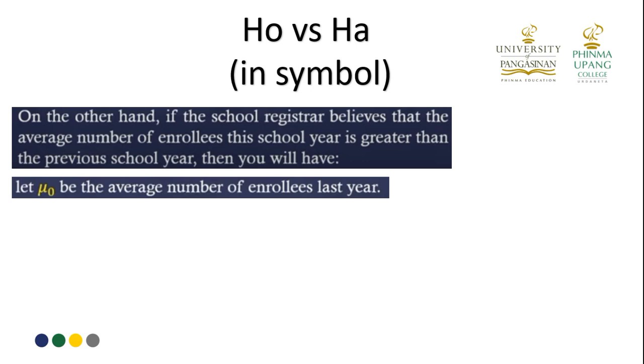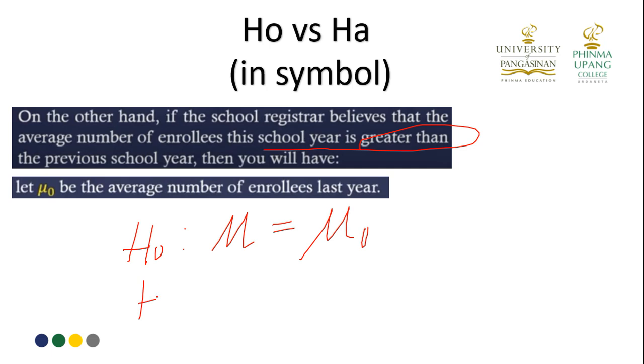The next is number 3. On the other hand, if the school registrar believes that the average number of enrollees this school year is greater than, again, for H0, same lang yan, is equivalent to a specified value. And we have HA, greater than tayo, specified value. Diba? Madali lang i-identify yung H0 and HA natin based from the given problem. So, ganyan lang po siya kasimple.